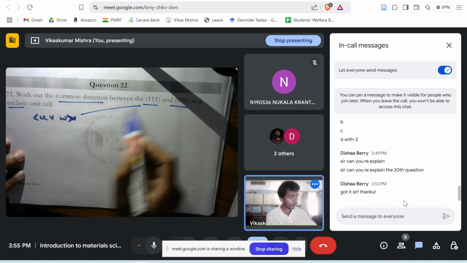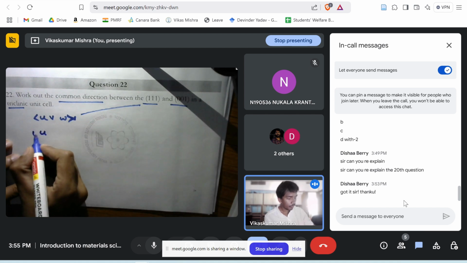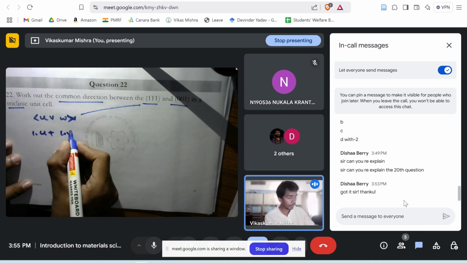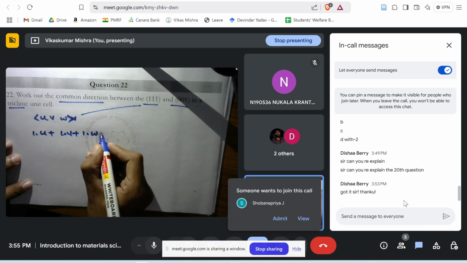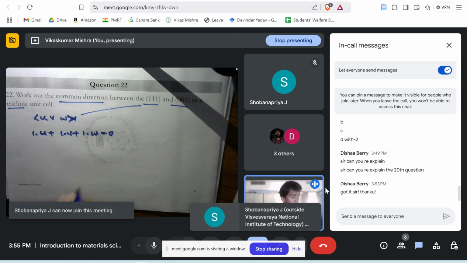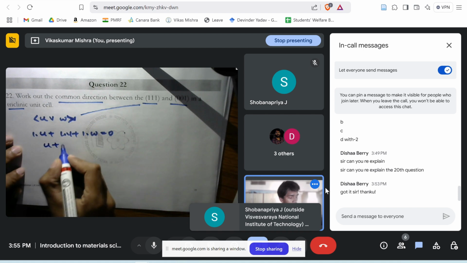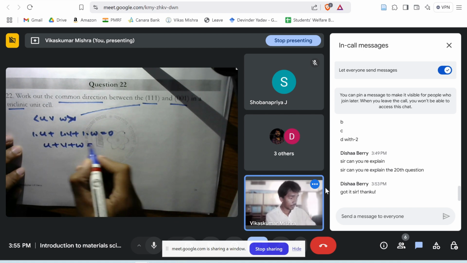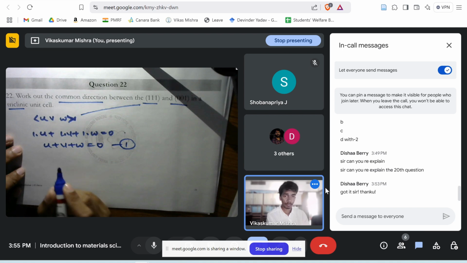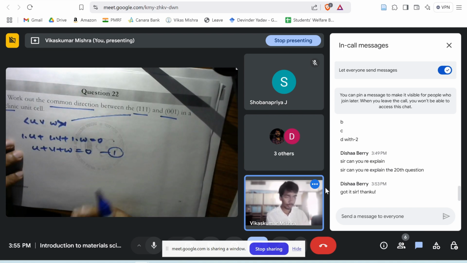Do the dot product with 1 1 1. So 1 dot u plus 1 dot v plus 1 dot w will be equal to 0. Again, we did this, we got the first equation that u plus v plus w is equal to 0, equation number 1. Now we'll do the same thing with 0 0 1.